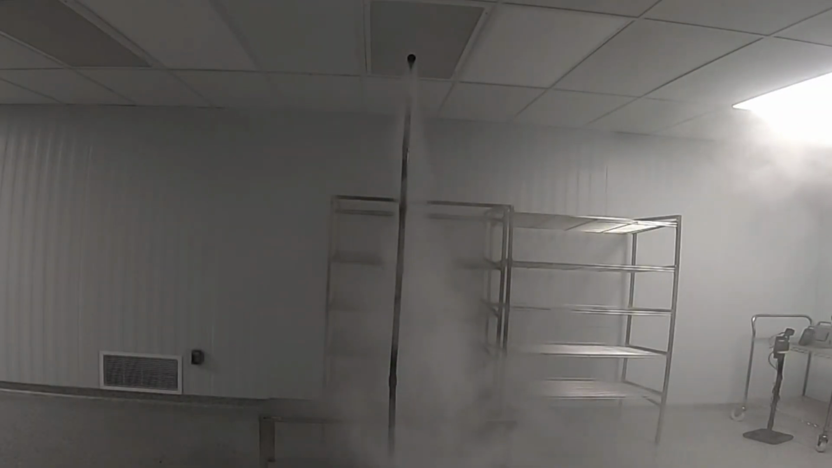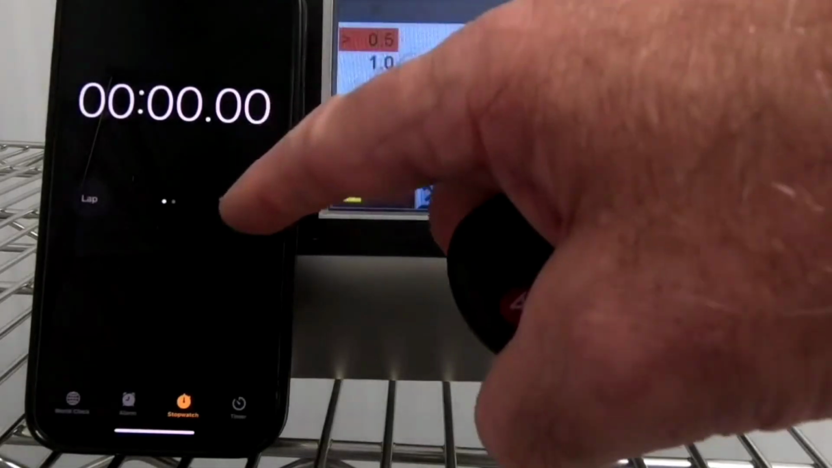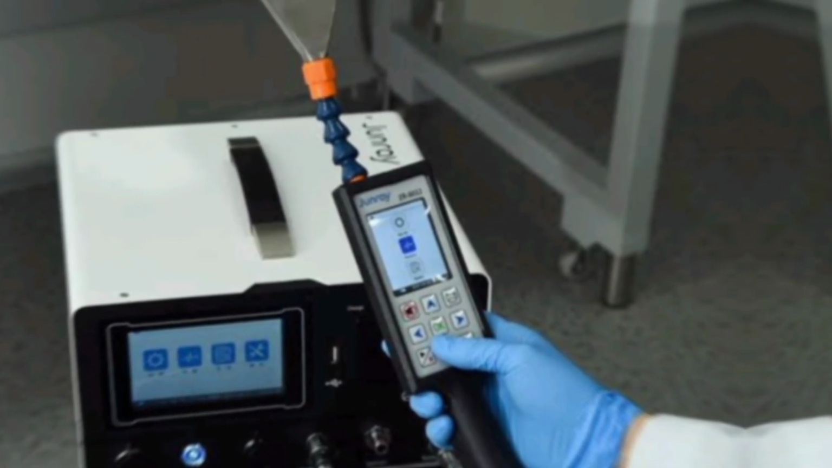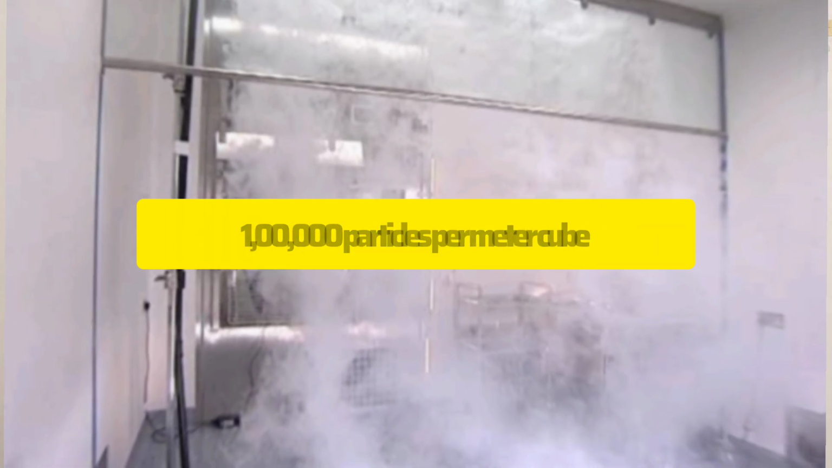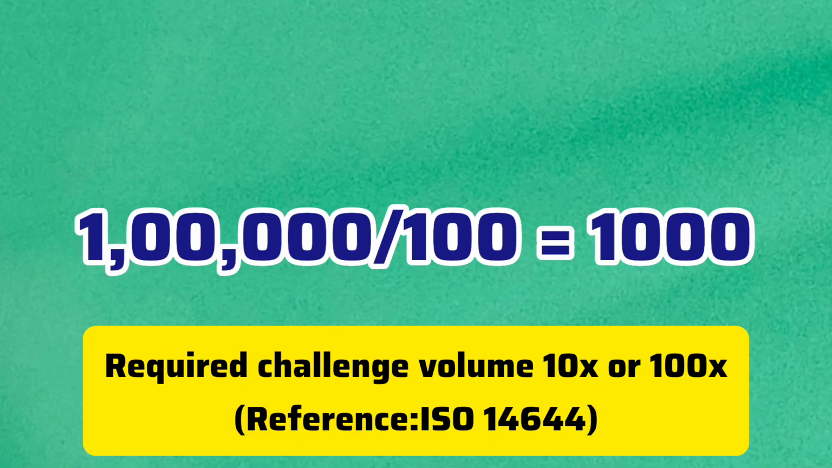So what is the procedure? First of all, the cleanroom is challenged with airborne particles with the help of an aerosol generator. Afterwards, we have to measure the particle concentration with the help of the NVPC machine at every 1 minute interval. For example, suppose the particle challenge has a concentration of 1 lakh particles per meter cube. Required challenge volume is 100x. So 1 lakh divided by 100 is equal to 1000. Here we have to find out the required time from 1 lakh to 1000. That time period is called recovery time.